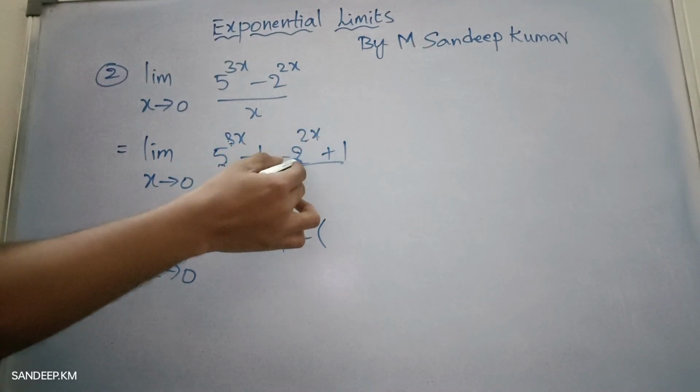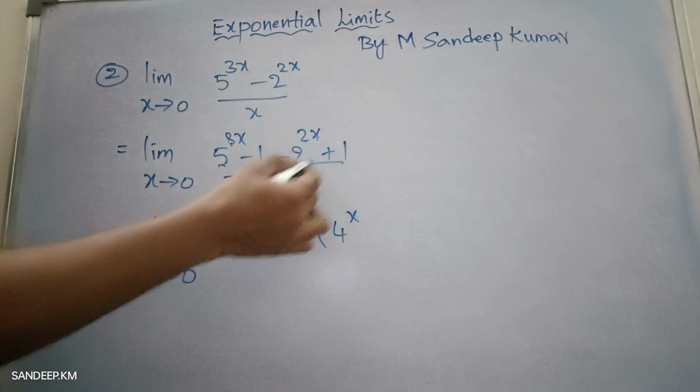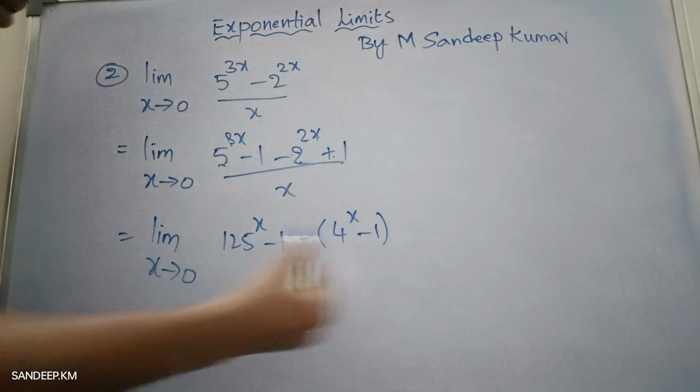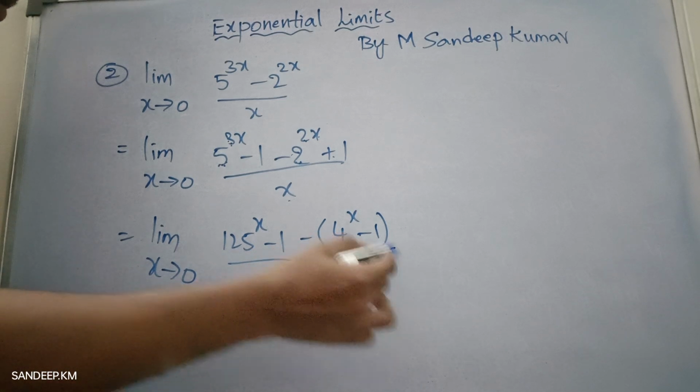2 power 2x means 2 square whole power x. 2 square is 4, whole power x, and I have taken minus common in these two, so plus becomes minus 1, and this is the common denominator. Obviously I can separate it.